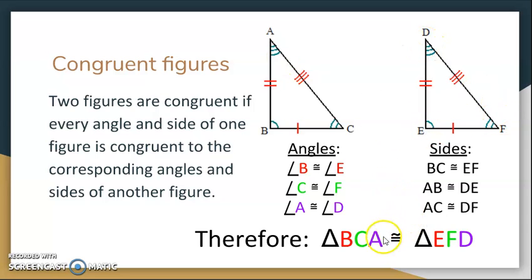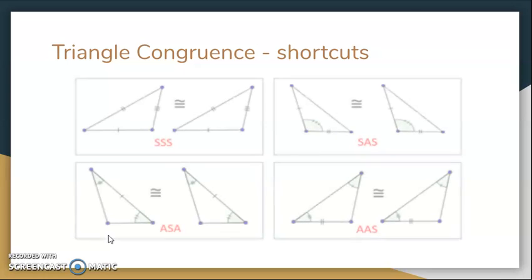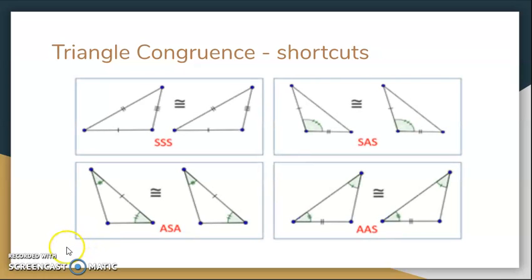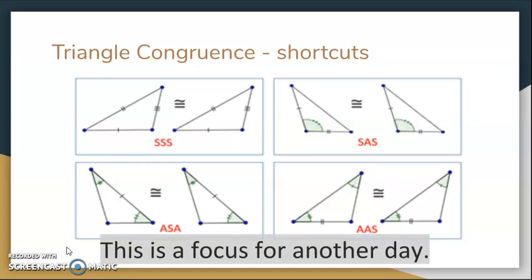Now, notice that I tried to do the colors to line up. It's very important that you recognize that BCA here and EFD line up in corresponding parts. Now, how can we use corresponding parts of congruent triangles? First, I do want to mention that there are several shortcuts with triangles out there. They all have their own abbreviations and their own special rules. Today's focus is not to talk about that. It's only to talk about corresponding parts.